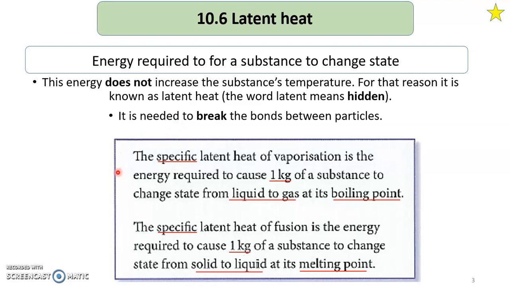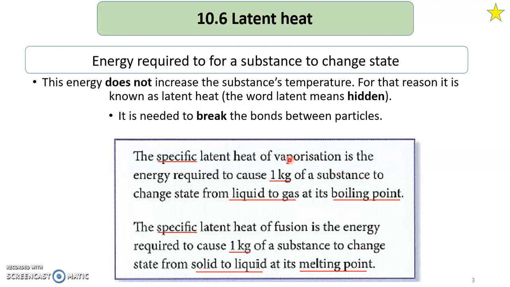Okay, in this box down here, we have the definition of specific latent heat of vaporization as well as specific latent heat of fusion. The part that I underlined here is basically the keywords that the students have to have in writing down the definition. The specific latent heat of vaporization is the energy required to cause 1 kg of the substance to change state from liquid to gas at its boiling point.